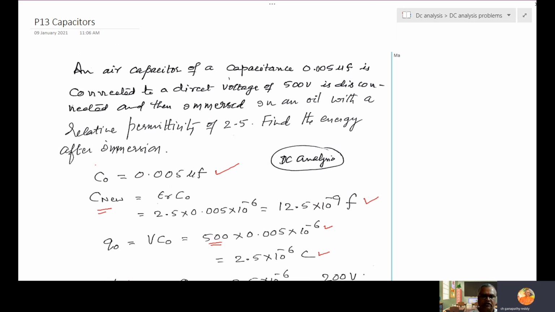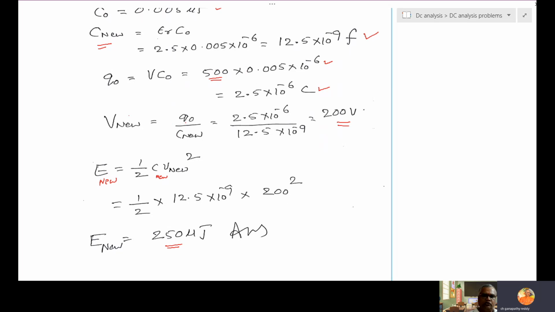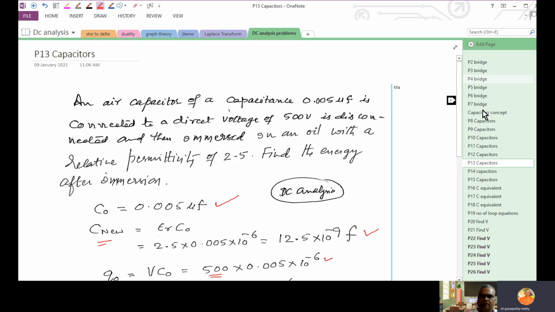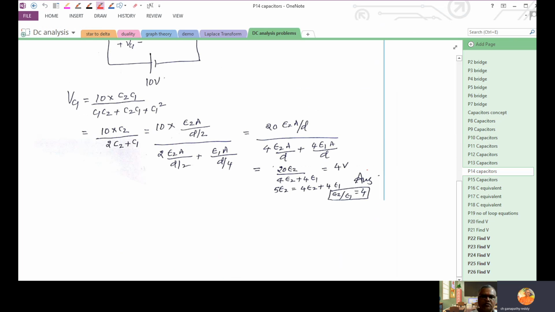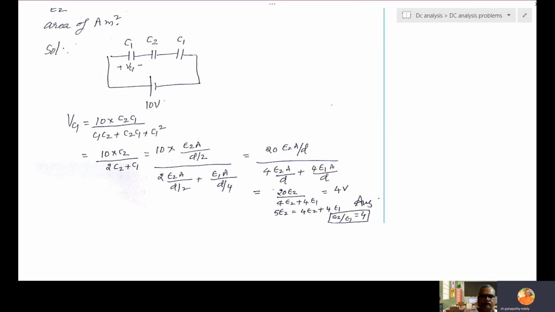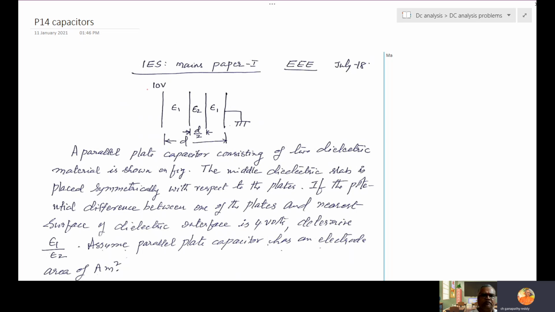Only the capacitance is changed. Q remains the same, V changes, C changed, V changed, E also changed. So this is a simple concept. All are similar principles, but there are so many styles of asking questions. This was asked in IES.